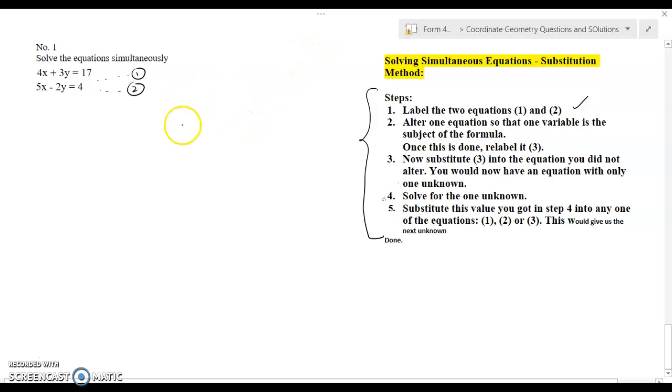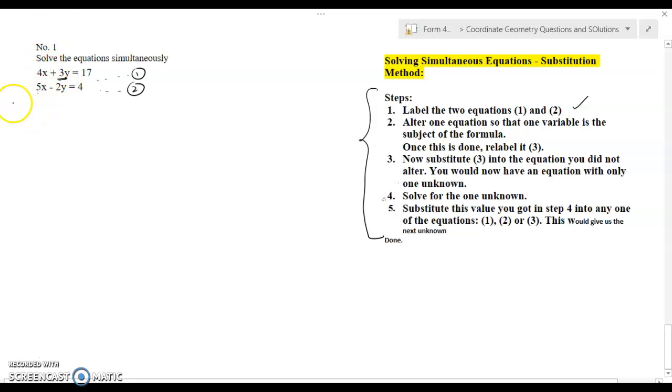Now, in this particular example, both of them look a bit complicated. There's no variable where the coefficient is 1. Here the coefficient is 4, here is 3, 5, and minus 2. So there's none where it's 1. So honestly, you could just make your pick and decide which one you want to do. I decided on making this y here the subject of the formula.